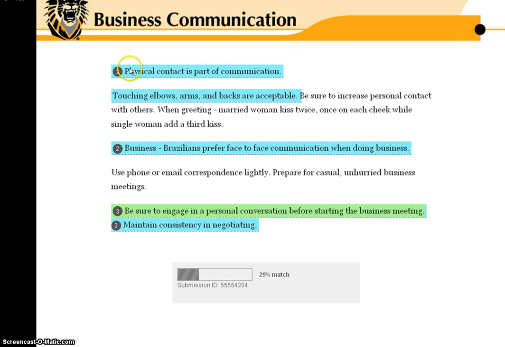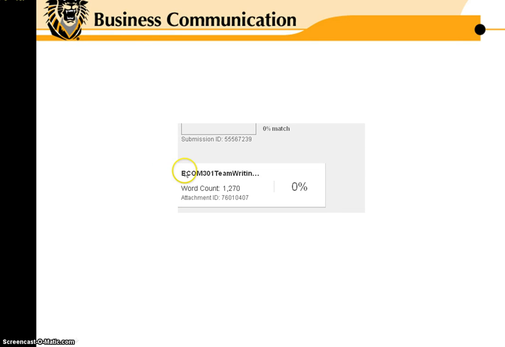Now, again, all of the blue was copied from the internet. 29% match for the entire paper. This is what we would be looking for as faculty members. 0% match. Nothing copied from the internet.